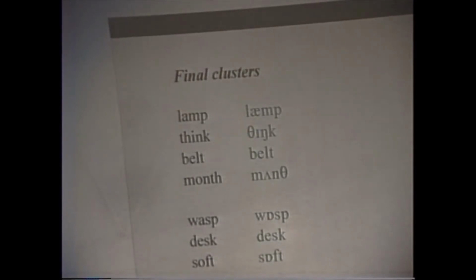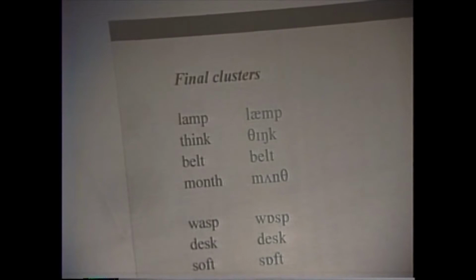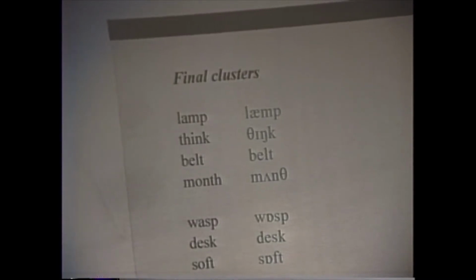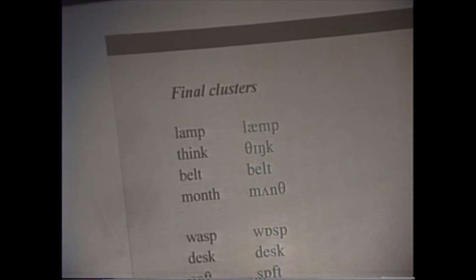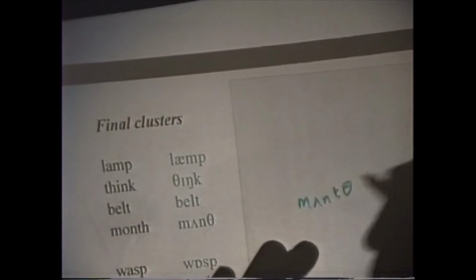You will sometimes hear slight differences among native speakers. For example, in the word month, you may sometimes hear people pronounce it with a plosive between the N and the th, that is saying month with a t, rather than month. Well, this is good news because it means that you can do that if it's easier, but you don't have to if it isn't easier. So sometimes people pronounce month.